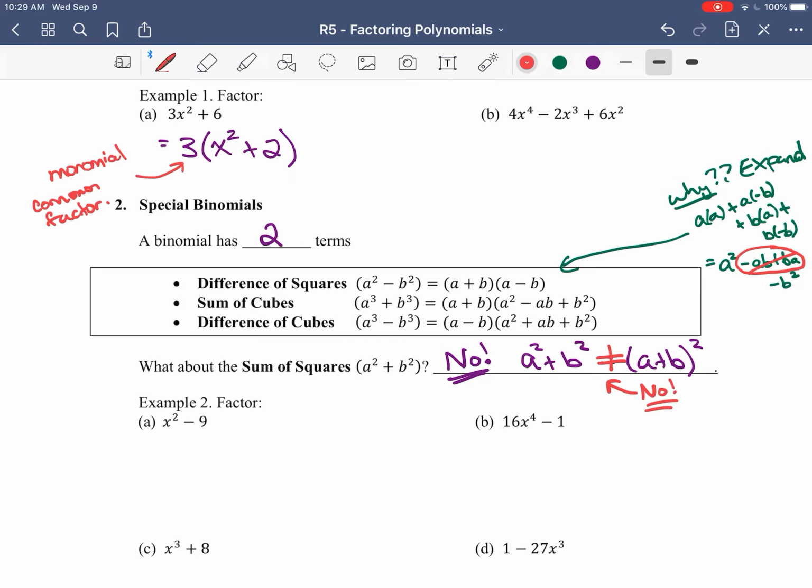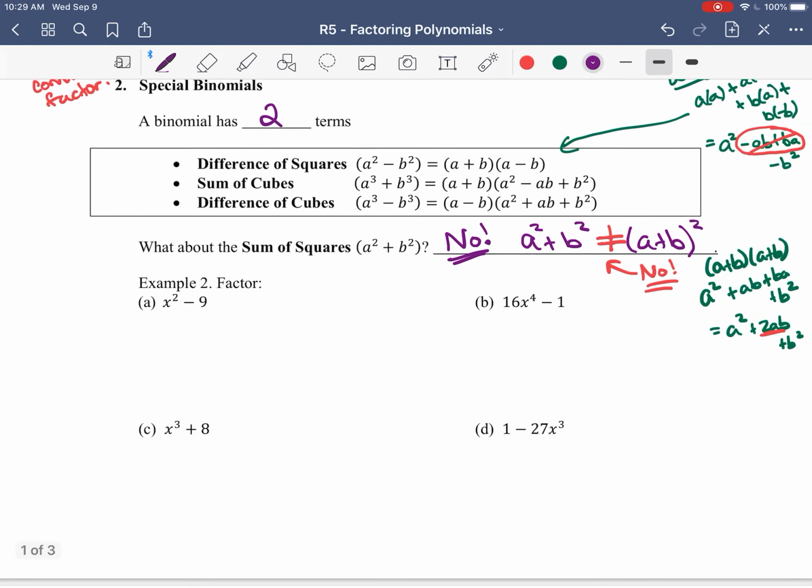These are not equal, and to check that, you could expand it out. So a plus b squared is like a plus b times a plus b. So that's going to be a squared plus ab plus ba plus b squared. So what you simplify to is a squared plus 2ab plus b squared. Okay, so you get this extra middle term. It does not expand the right way. So you cannot factor a squared plus b squared, and I'm hoping that none of you ever do that. There's no formula for the sum of squares, only the sum of cubes.